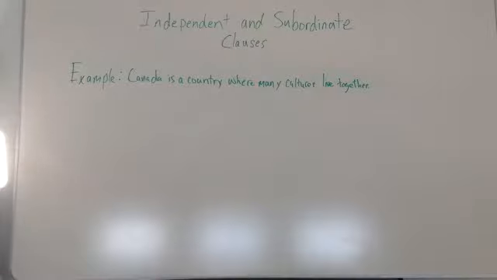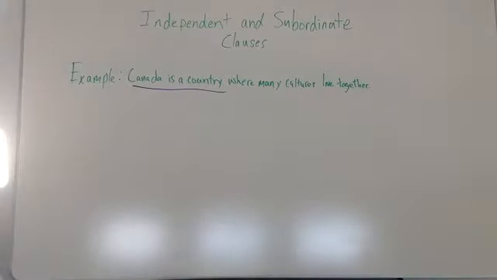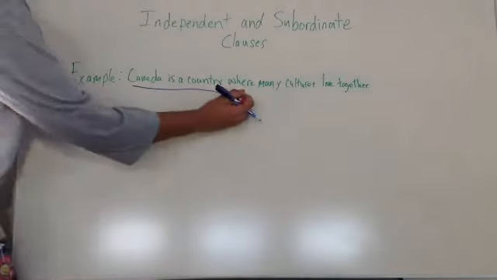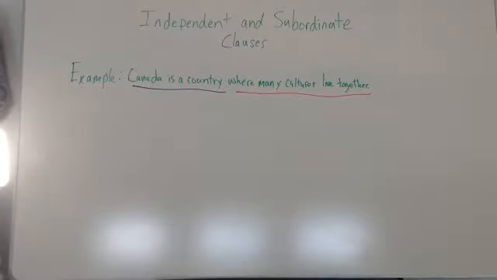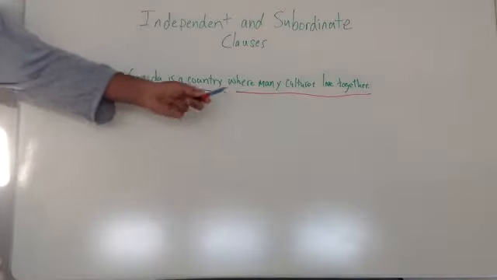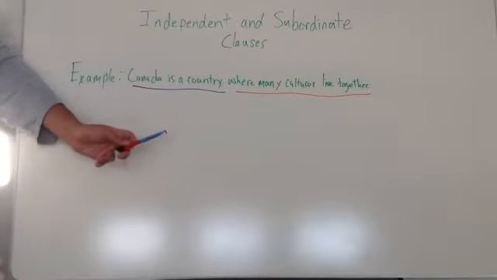For example, this sentence, Canada is a country where many cultures live together. Canada is a country is the independent clause, and where many cultures live together is the subordinate clause, as it doesn't express a complete thought, and when combined with the independent clause, it makes a sentence.